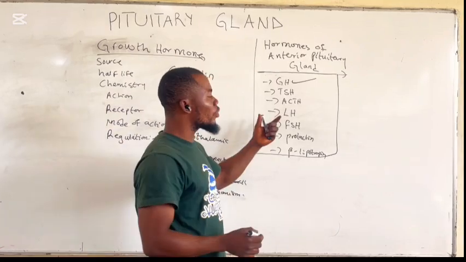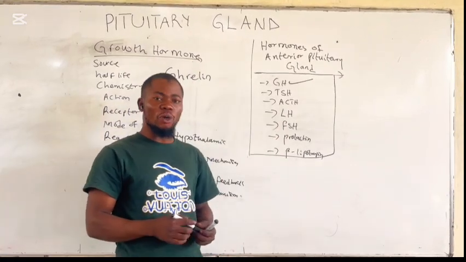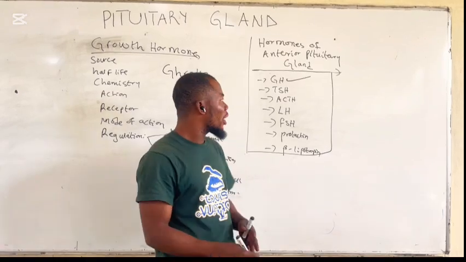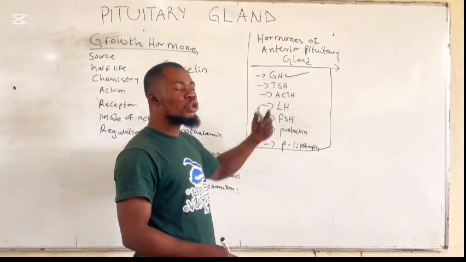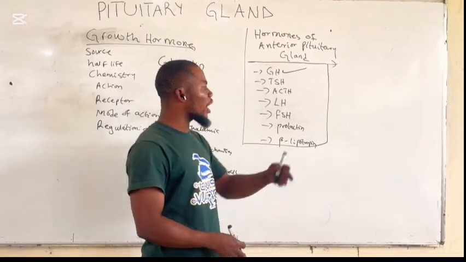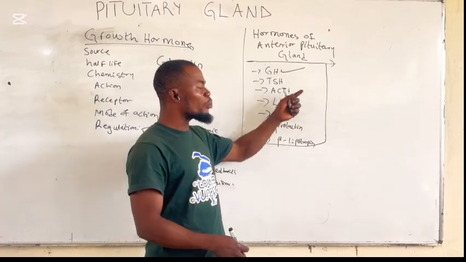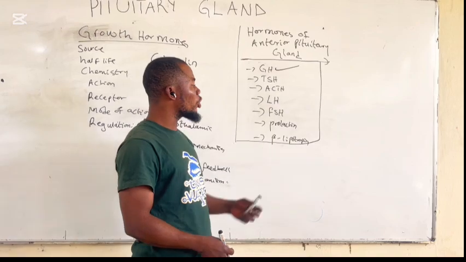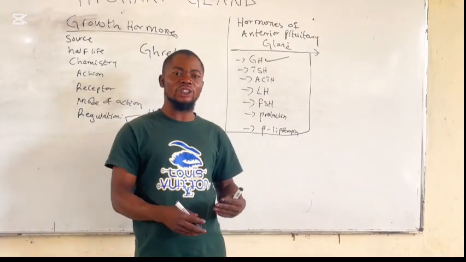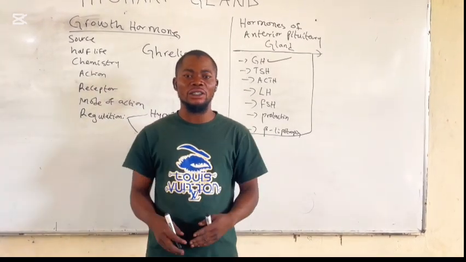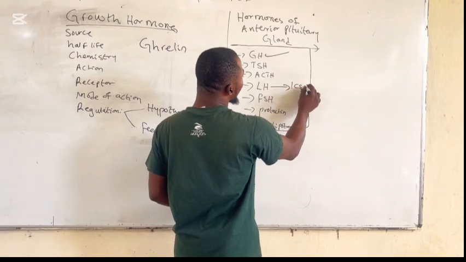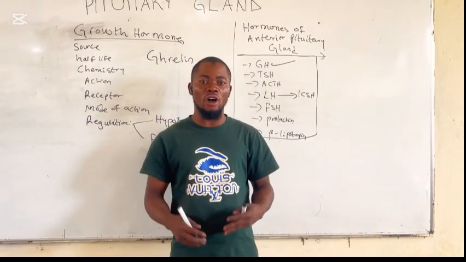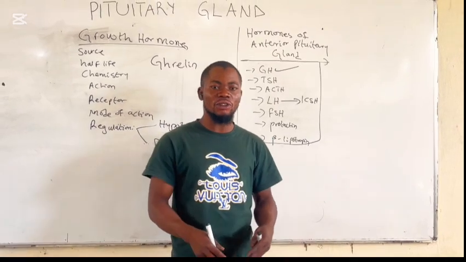Now, most of the other hormones of the anterior pituitary gland usually control other glands, like thyroid stimulating hormone, which acts on the thyroid gland. Adrenocorticotropic hormone acts on the adrenal gland. Luteinizing hormone, as it is called in females, is called interstitial cell stimulating hormone in males. It helps in the production of testosterone from the Leydig cells of the testis.